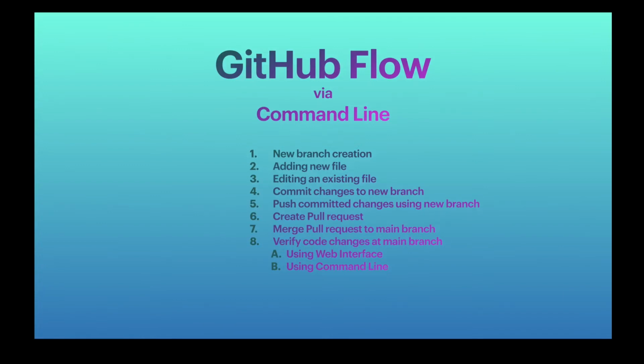We will be starting with the new branch creation followed by adding new file. So we will be adding new file and then we will be editing some existing file also. That should be followed by the commit changes to new branch. Then we will push those committed changes using new branch to our GitHub repository.